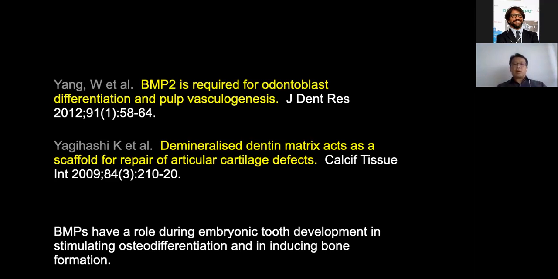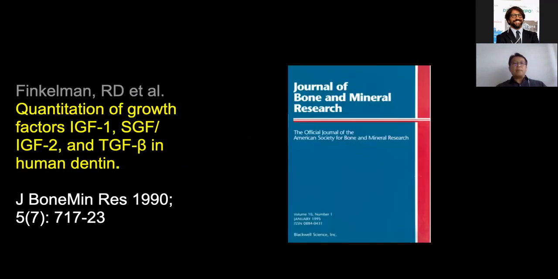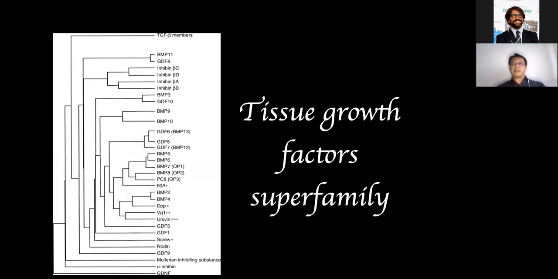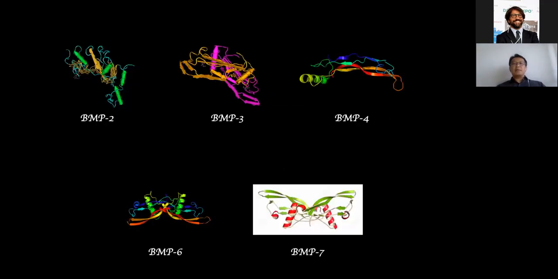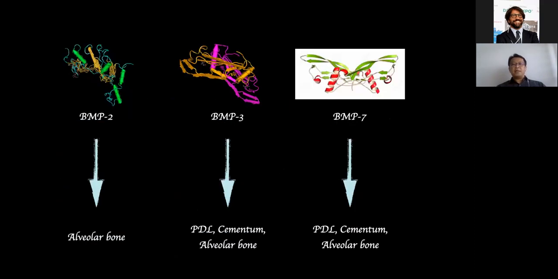So again, this is just to show you other studies, even on operative dentistry, that tell you that BMP is in there. And in fact, in 1990, they already quantified the presence of BMP and growth factors, or these transforming growth factors. And BMP is actually one of the superfamily in the tissue growth factors, okay? So BMP has many different types, but of particular interest to us are BMP 2, 3, and 7. They play a big role in not just alveolar formation, but PDL formation, which is particularly interesting to me.